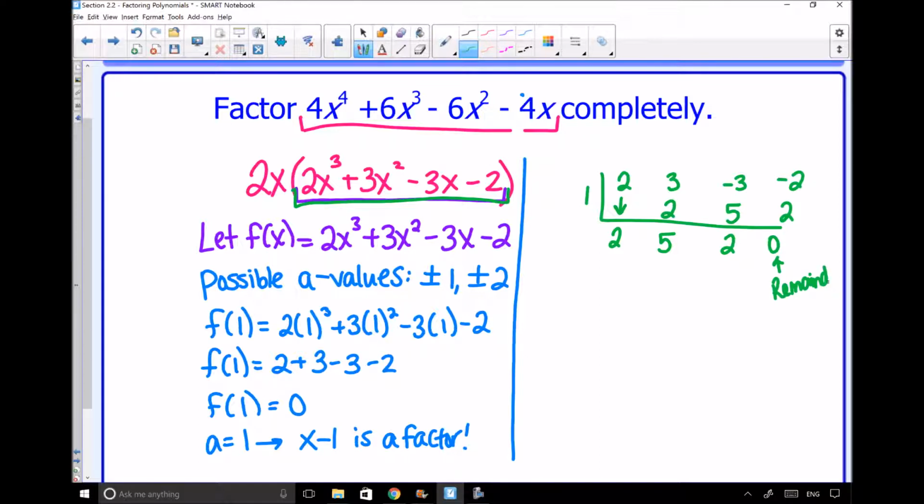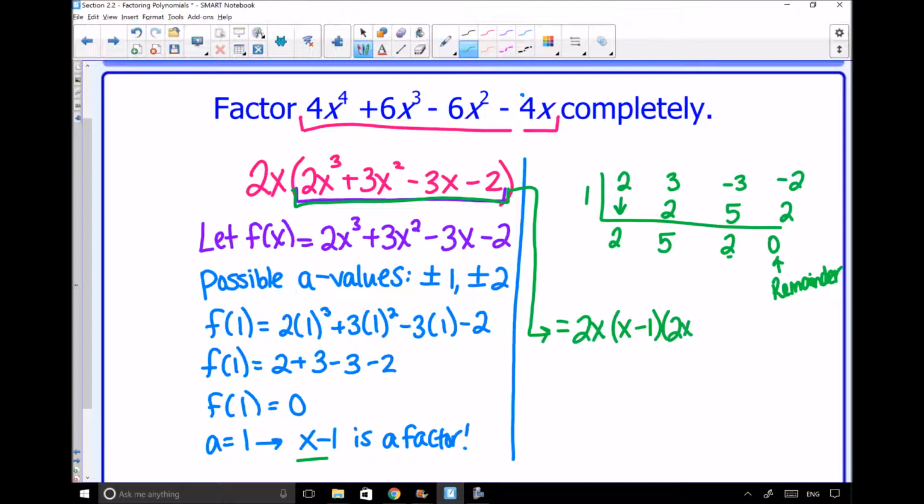So then we can say that this piece right here is equal to 2x. Don't forget this 2x on the outside, multiplied by x minus 1, because we know that's one of our factors right here, multiplied by, this is the 0th term, or 0 degree, 1st degree, 2nd degree.